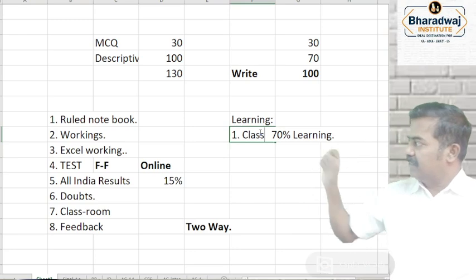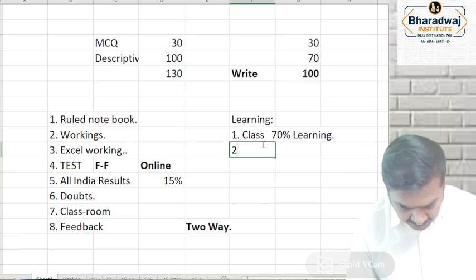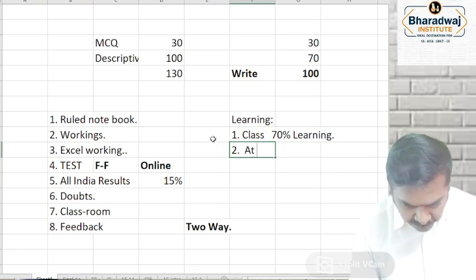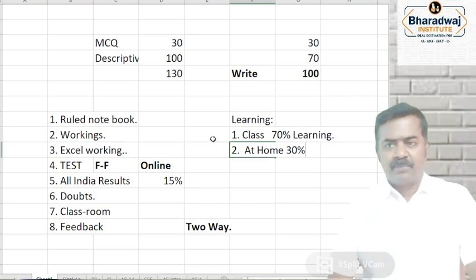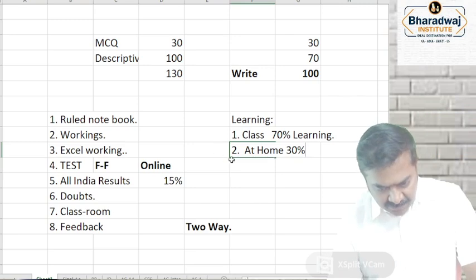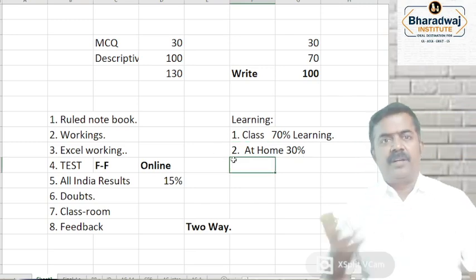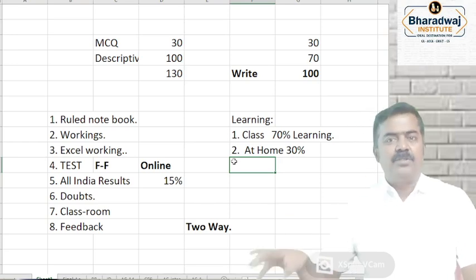So 70% of the learning gets completed over here. Second is, at home, that 30%. What is that 30%? Practicing homework problems and assignments given by the faculty. If you do that, 100% of the learning is complete. That is the second aspect. So why should I tell all these things in the first class? Because I cannot tell this in the last class, because this is how the learning should take place for success.